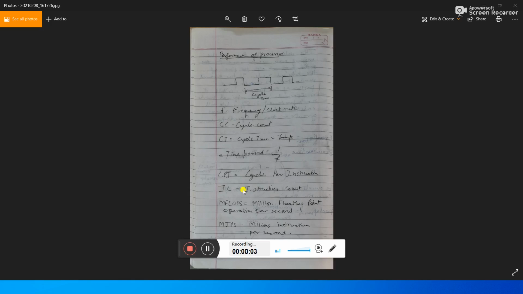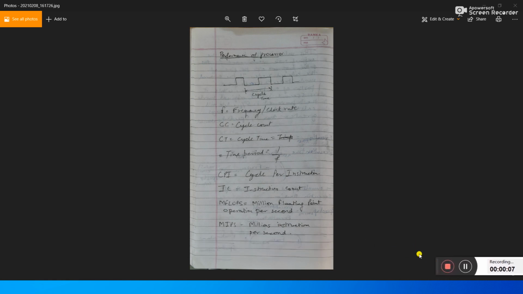Hello students. Today I am going to discuss the performance of the processor: what the performance of the processor is, how we can use it, and how we can measure it. So there is a cycle time, and there is a clock cycle.